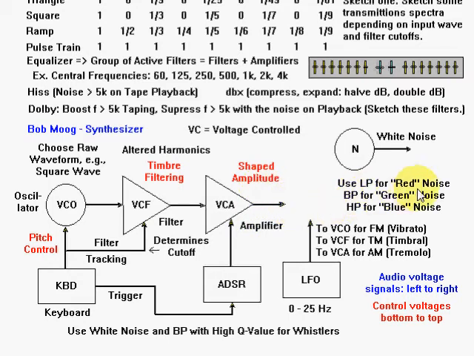So here we have white noise. We could just generate all the frequencies. We do not need any control there. Just simply turn it on, and there it goes, white noise. And low pass gives you red noise, band pass green noise, and high pass blue noise.